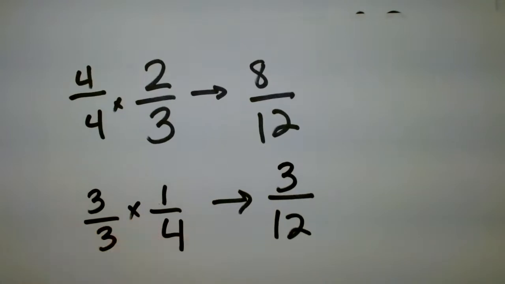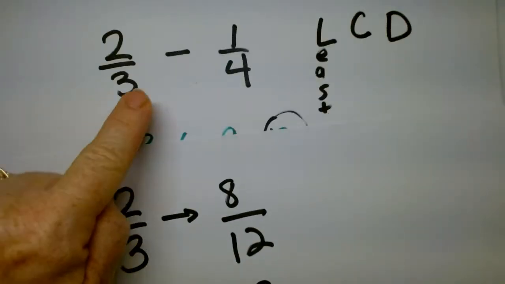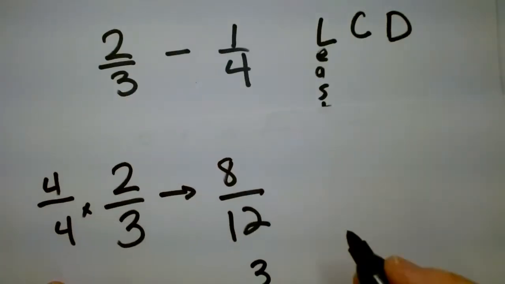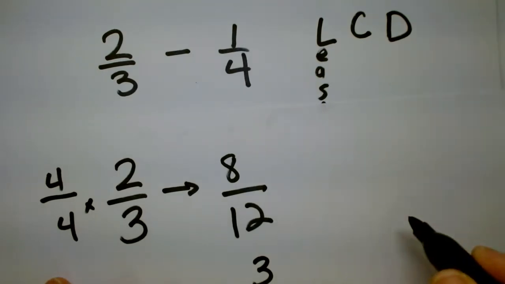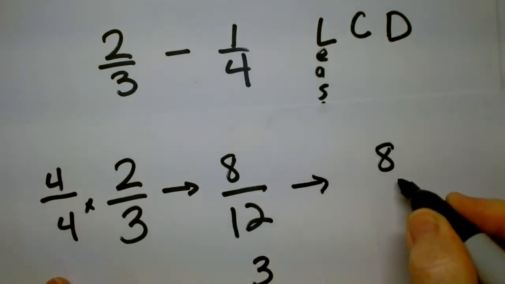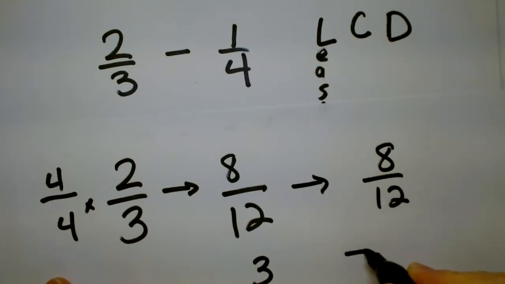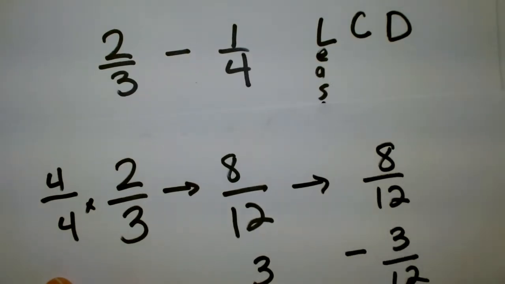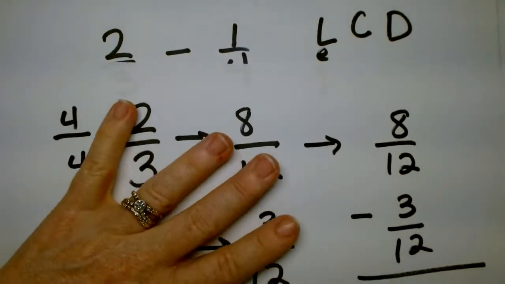All right, so the original problem was 2/3 minus 1/4. So this is going to be 8 over 12 minus 3 over 12. Do you see how the bottoms match now?